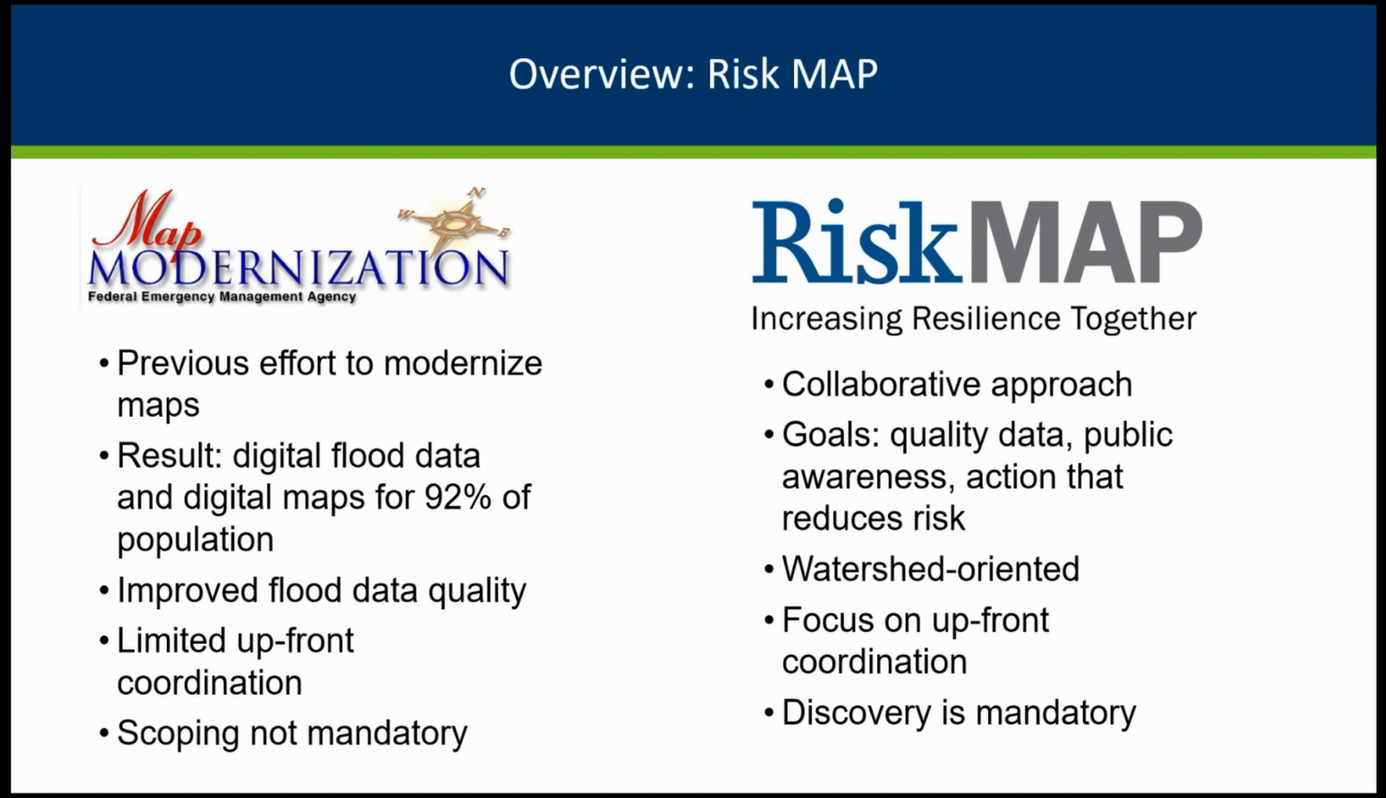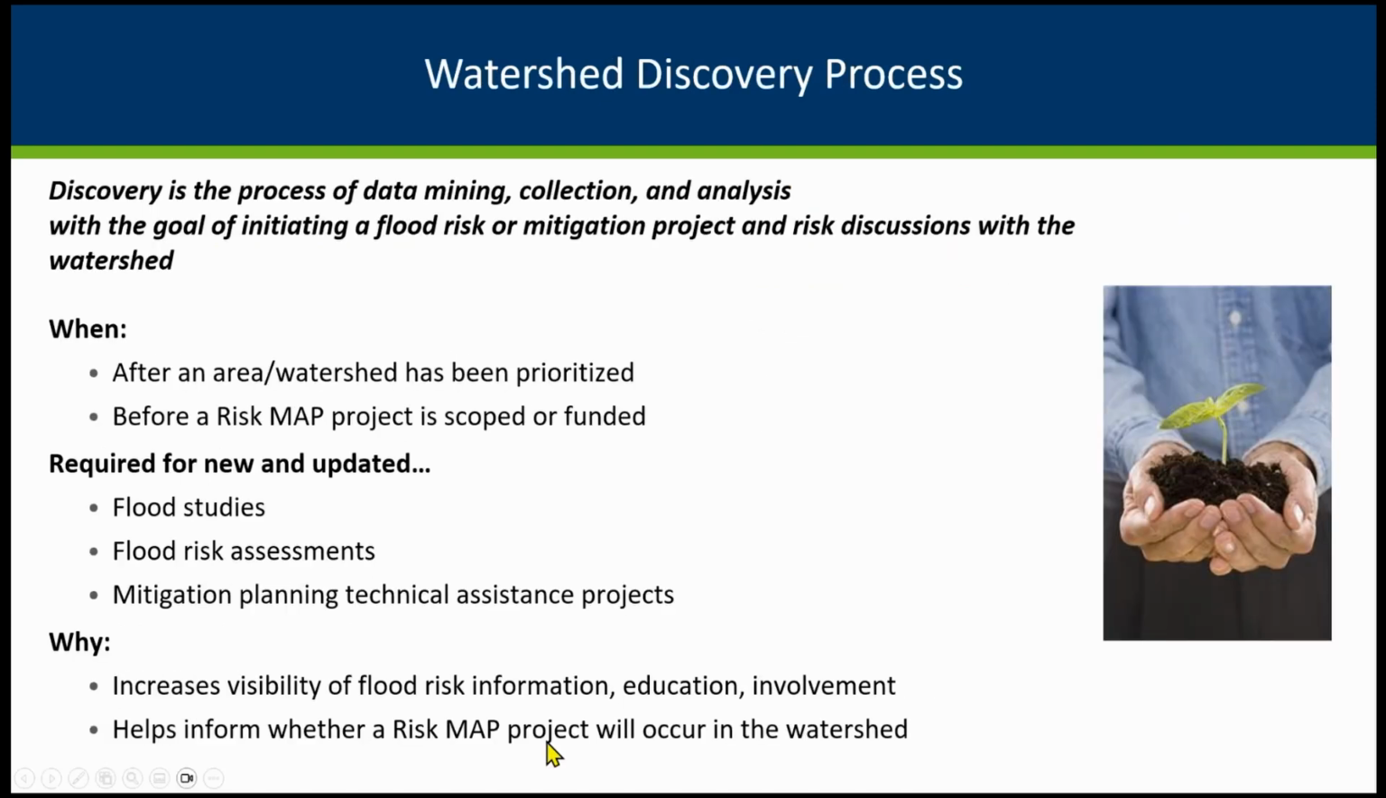This project was done on a countywide basis, but there wasn't a lot of upfront scoping or coordination with the communities. So Risk Map, which stands for Risk Mapping, Assessment, and Planning, is FEMA's newer approach. Here they use a collaborative approach at a watershed scale to improve public awareness of flood risk and provide quality data. A process called discovery is really the start of the Risk Map process. It focuses on partnering with other federal agencies, state and local communities, and non-governmental stakeholders to determine the mapping needs in a community. Discovery can also lead to identifying mitigation planning technical assistance projects or other mitigation needs, as well as increasing visibility of flood risk information, education, and involvement.